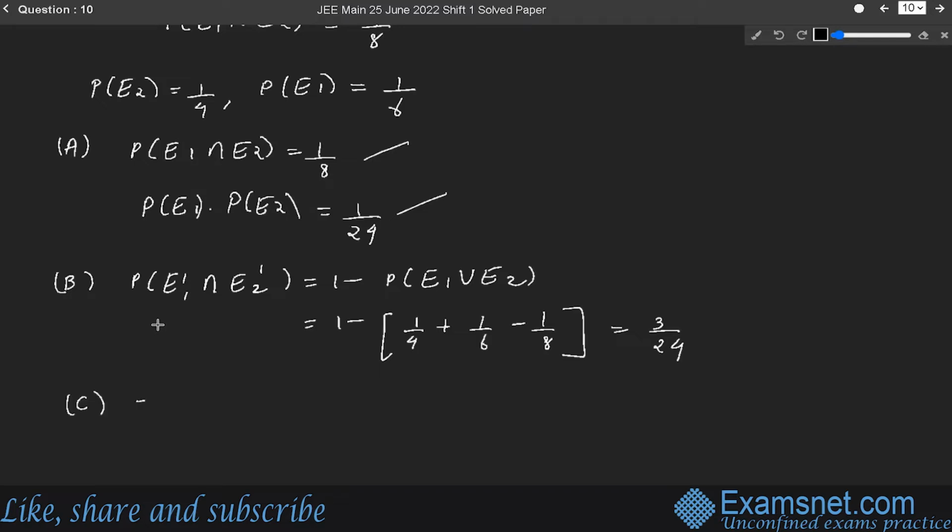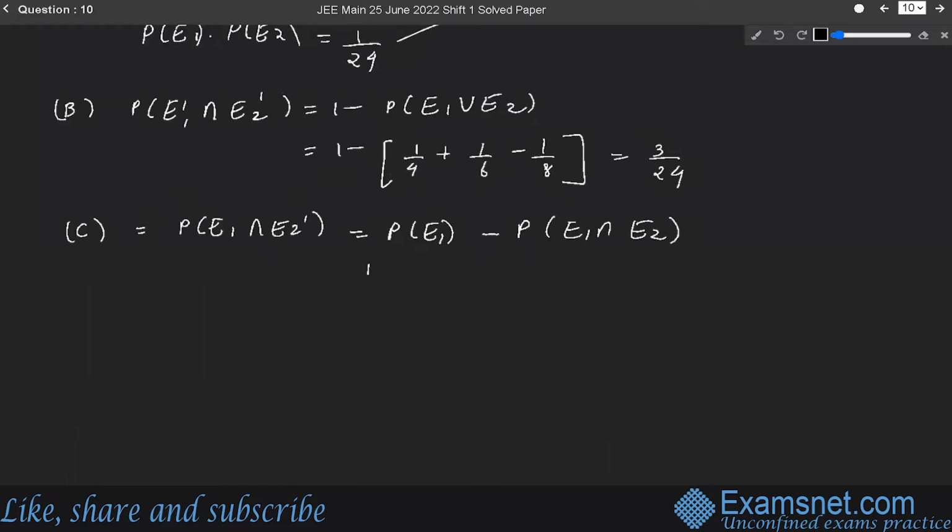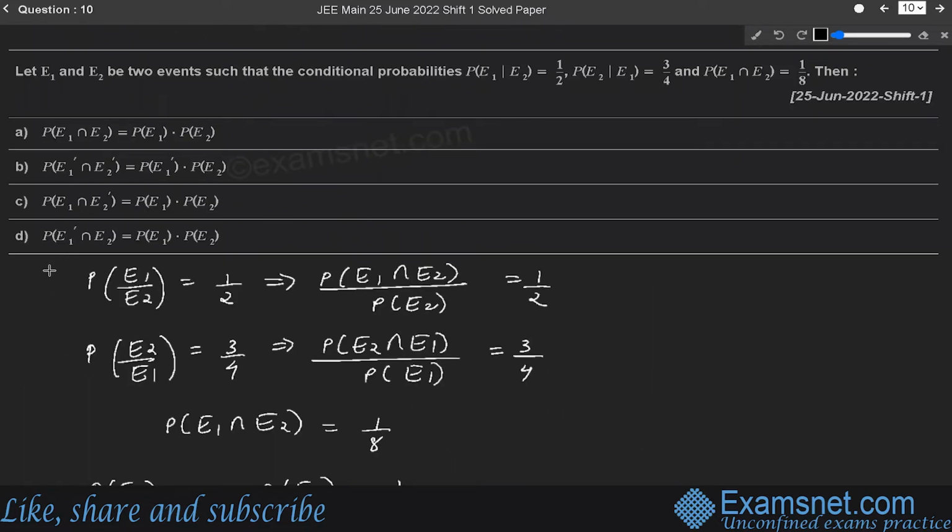Now, option C is P(E1 intersection E2') is equal to P(E1) minus P(E1 intersection E2). So this will be equal to 1 by 6 minus 1 by 8. So it is equal to 1 by 24 and we know that P(E1) into P(E2) is also equal to 1 by 24. Therefore, we can say that for this option, both LHS and RHS are equal. So we can say that the correct option is option number C here.